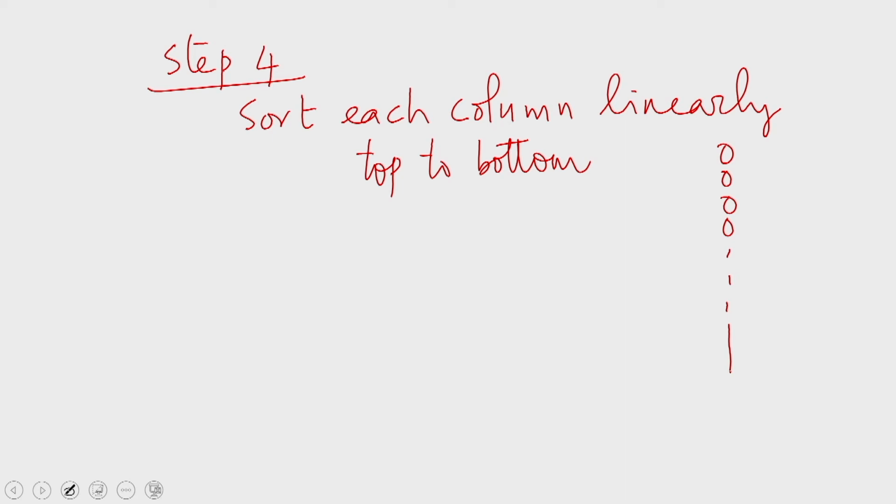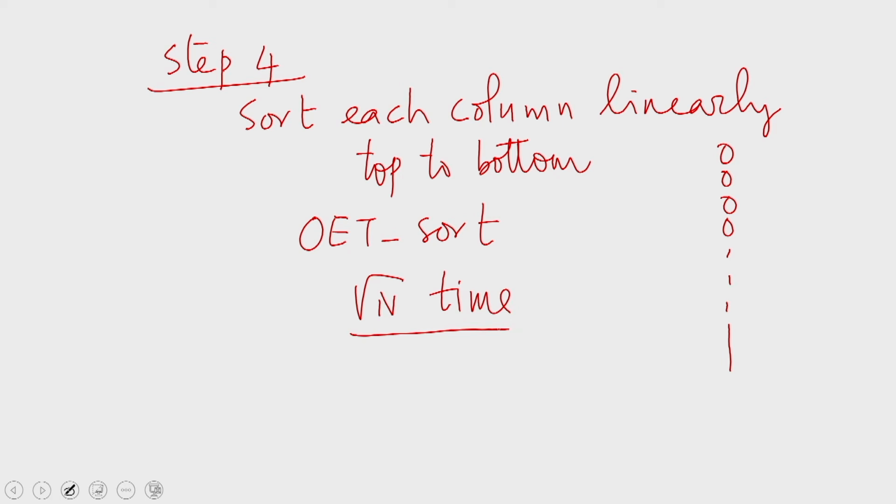How much time will this take? If we use odd even transposition sort for this, it will take root n steps. So step 4 takes root n steps. If you recall, step 2 also took root n steps. The unshuffling operation took root n steps, but steps 1 and 3 did not take root n steps. They took small o of root n steps. So far we have spent 2 root n plus small o root n steps.